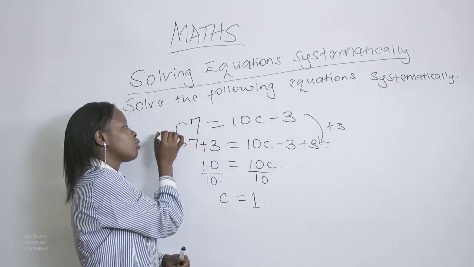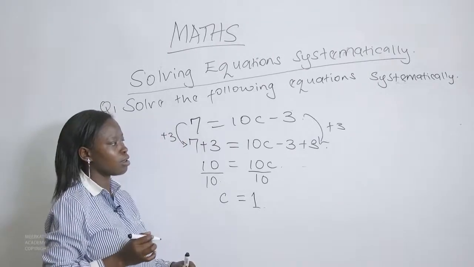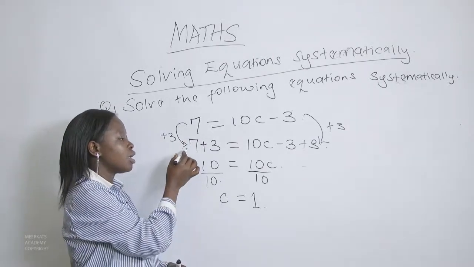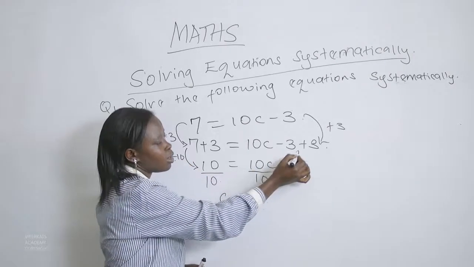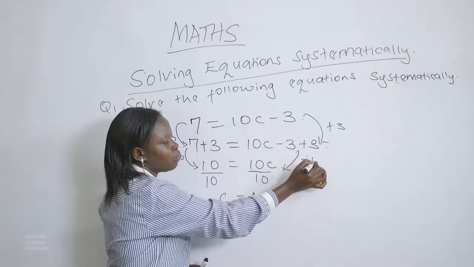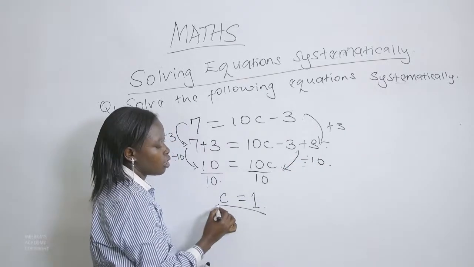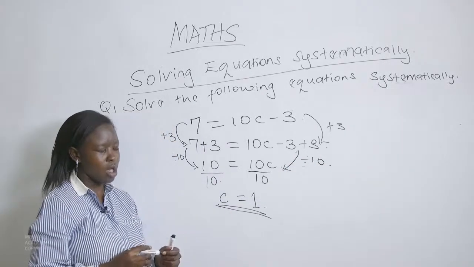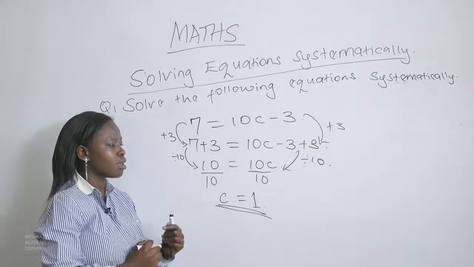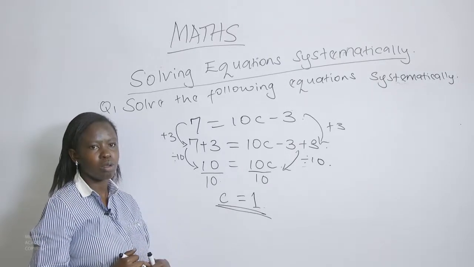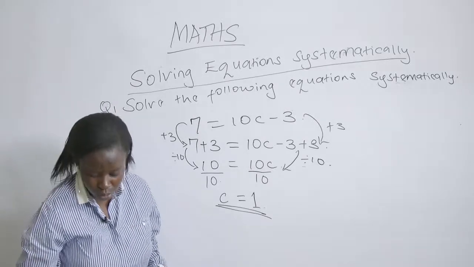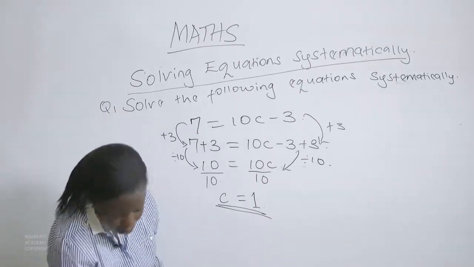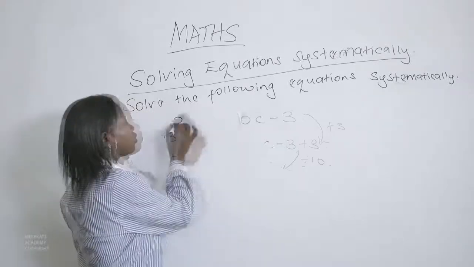So I add 3 on the left hand side and the right hand side. The second step is dividing by 10 on both sides. So divide by 10, divide by 10, so that we obtain the value of our unknown. And in this case, after dividing by 10 on both sides, the value of our unknown is equal to 1. Maybe just the last example.